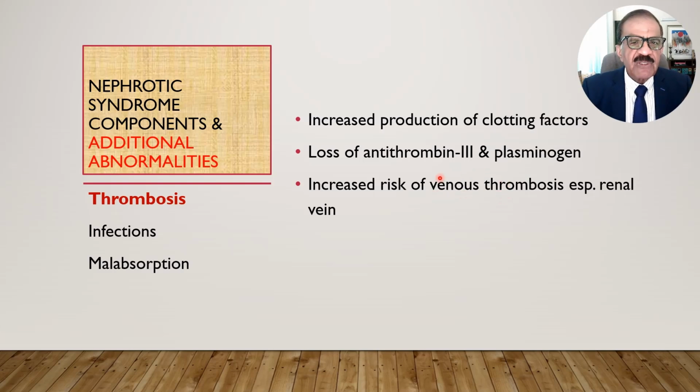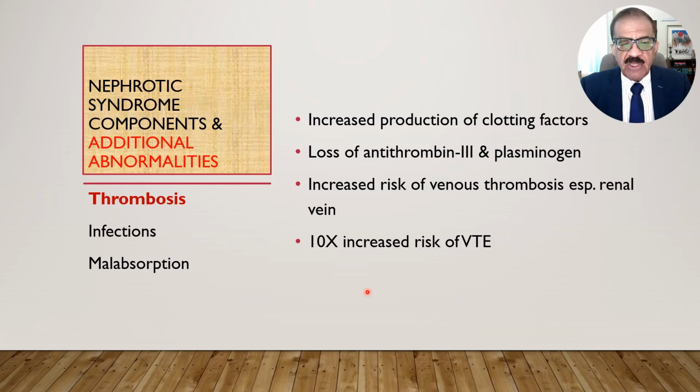In fact, when I was a student, I used to read the causes of nephrotic syndrome, and one of them used to be renal vein thrombosis. Now I was puzzled, how could renal vein thrombosis cause nephrotic syndrome? Later on, I found out that actually the relationship between renal vein thrombosis and nephrotic syndrome is the reverse. Because of loss of antithrombin III and plasminogen, there is critical deficiency of these two proteins in the blood which drains the kidneys, the renal veins. So that is where the thrombosis is more likely to develop. But of course, it could develop elsewhere also.